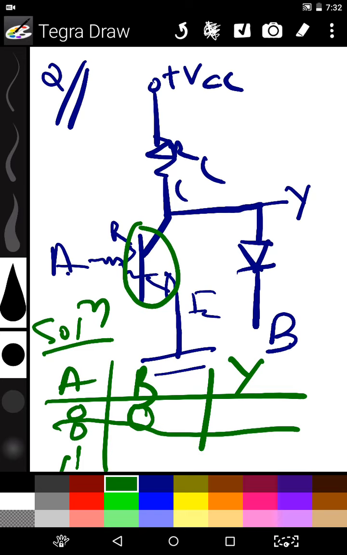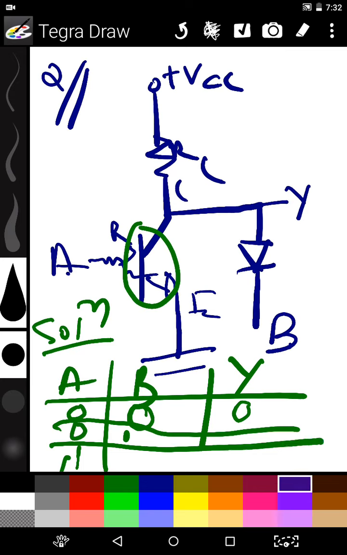For the 00 input, the diode will be forward biased. That means the output will be grounded, so the output equals 0. For the 01 condition, how will the output vary? For A equal to 0, the transistor is in the off condition, and for B equal to 1, the diode is reverse biased. That means the diode will be an open circuit, so the output equals 1.